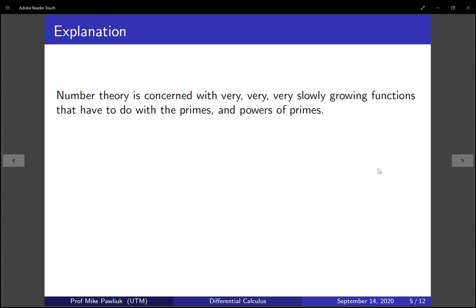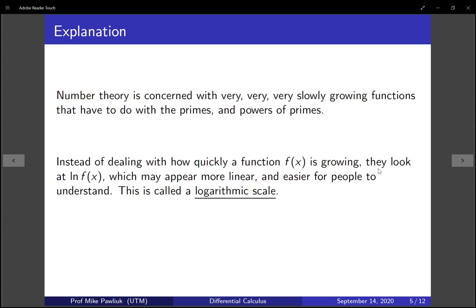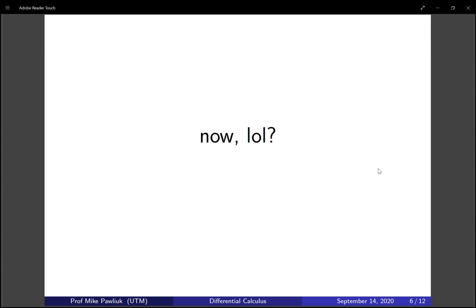Number theory is concerned with very, very, very slowly growing functions that have to do with the primes and the powers of primes. So instead of dealing with how quickly a function f of x is growing, they look at log of f of x, which may appear more linear and is easier for people to understand. This is called a logarithmic scale. So instead of looking at the original function, they look at log of that function. Now that you understand the joke, isn't it funny?